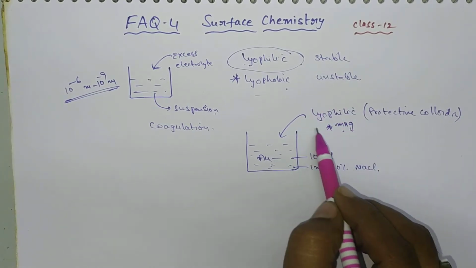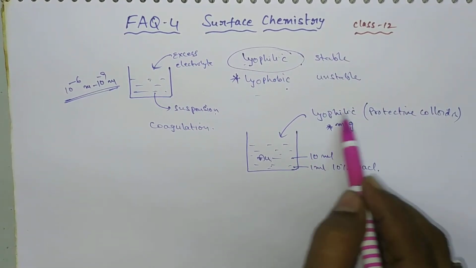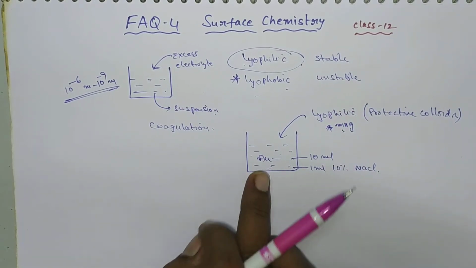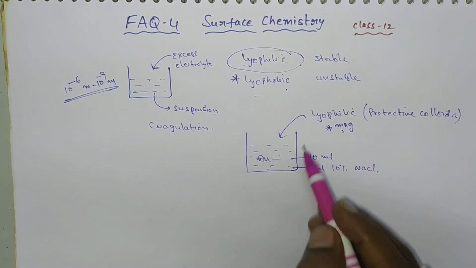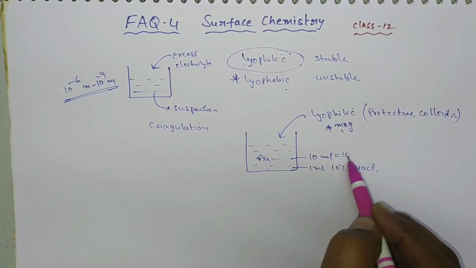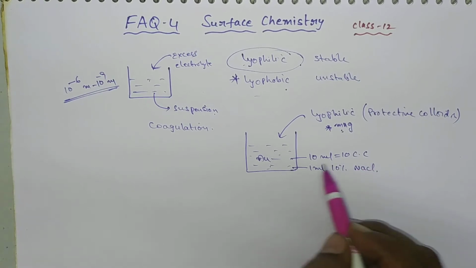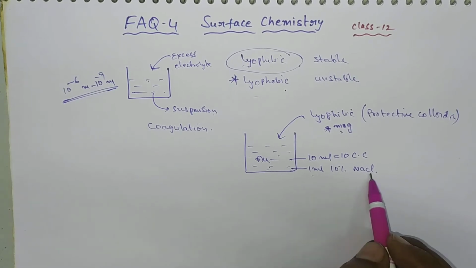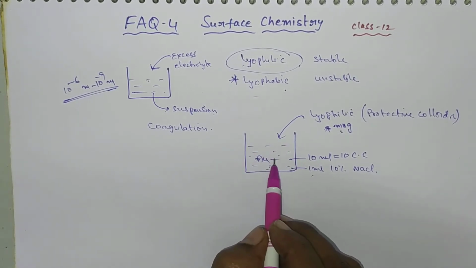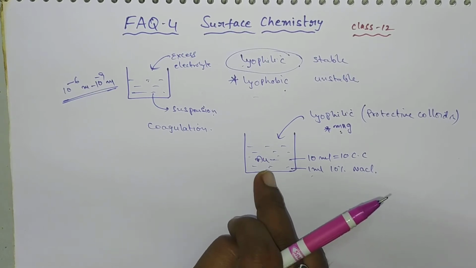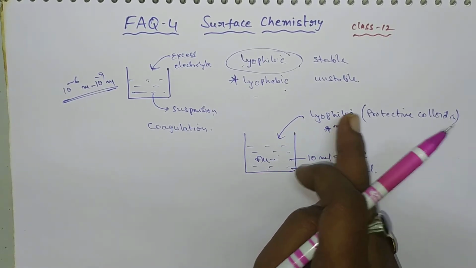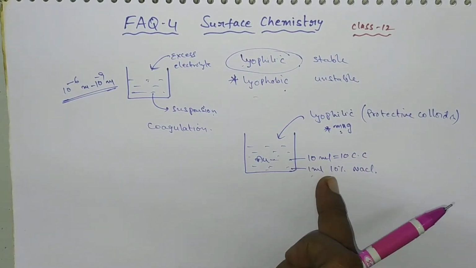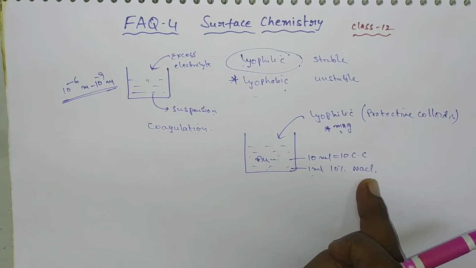The mass of protective colloid in milligrams which prevents the coagulation of 10 cc of gold solution, here it is 10 ml, 10 ml is nothing but 10 cc, cubic centimeters, when 1 ml of 10% sodium chloride electrolyte is present in it. Clear? So this is the definition of gold number.